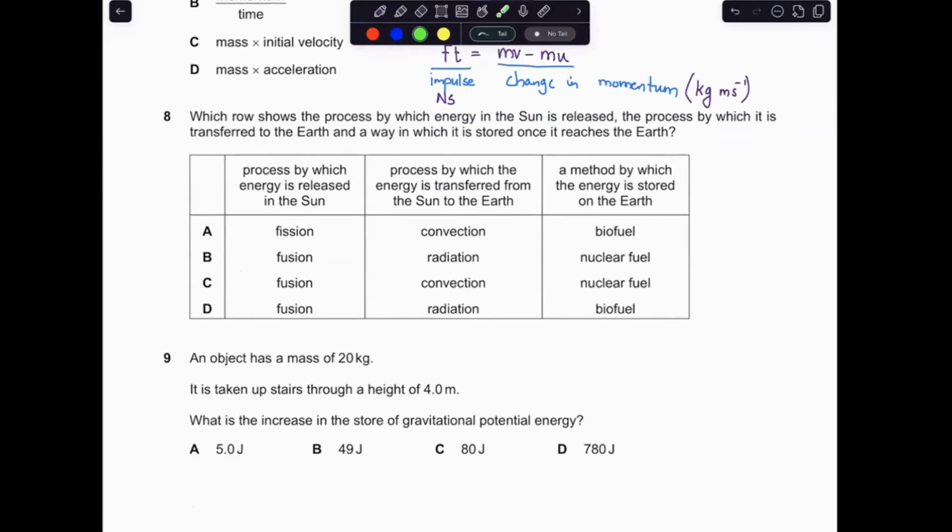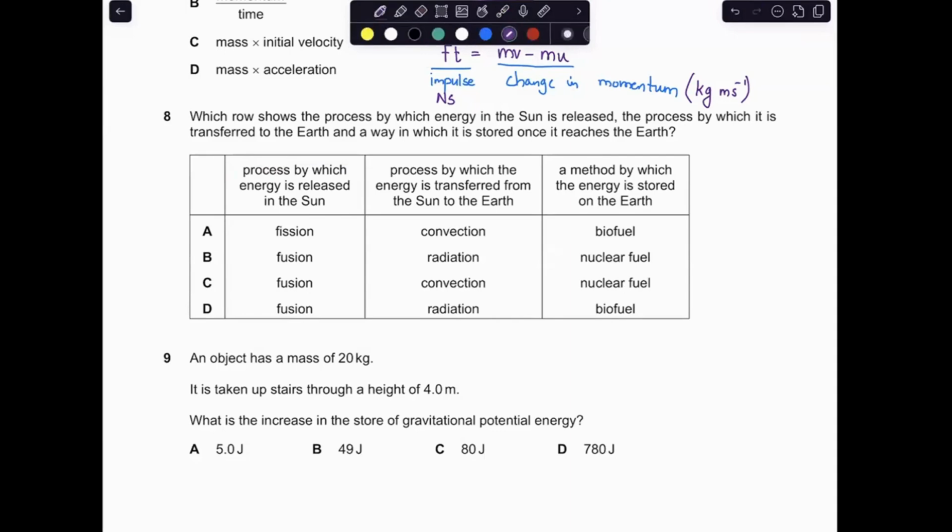Okay, and then in 8, it says which row shows the process by which energy in the sun is released, the process by which it's transferred to the earth, and a way in which it is stored once it reaches the earth. So let's look at column 1 first. The process by which energy in the sun is released. Now we know that the sun produces its energy through fusion. So that means A and B are just out directly. It has to be either C or D.